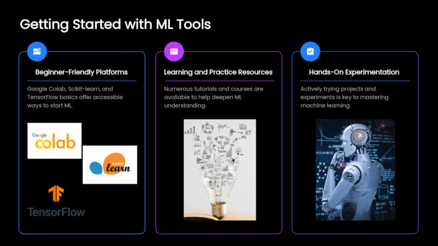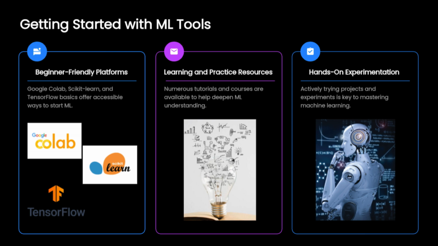Getting started with machine learning has never been easier, thanks to powerful and accessible tools. Platforms like Google Colab allow beginners to write and run Python and machine learning code directly in the browser, without any complex setup. Libraries such as scikit-learn provide simple and efficient tools for building traditional machine learning models, while TensorFlow enables the development of advanced deep learning applications.